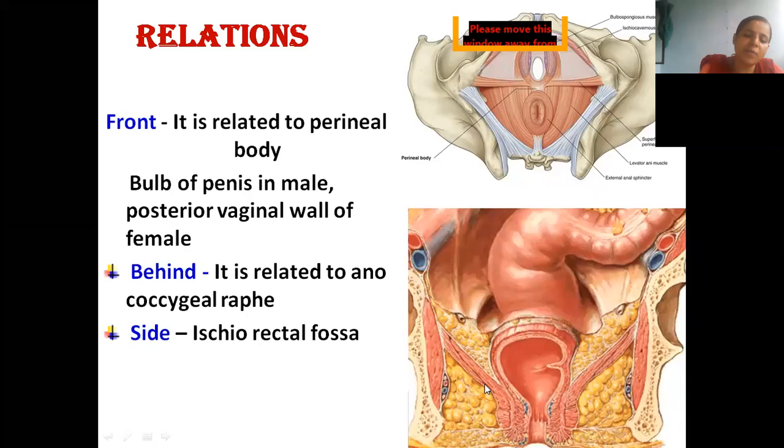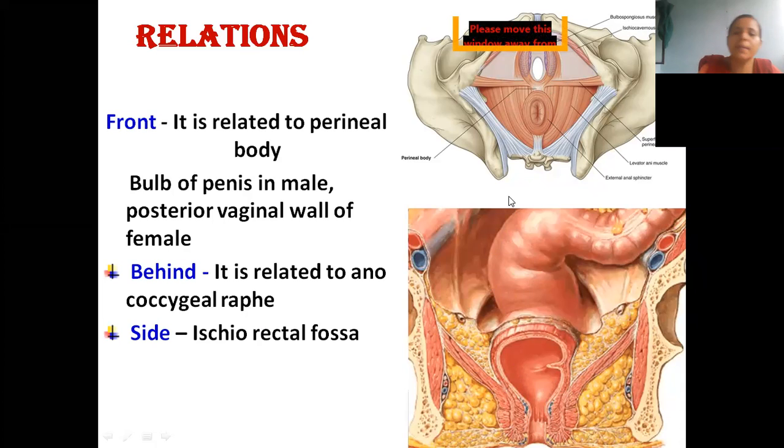On either side of the anal canal, there is a lot of fat which is called the ischiorectal fossa or ischioanal fossa, which allows the anal orifice to expand freely in order to allow the passage of fecal matter during defecation. So on each side, this fat filled area on either side of the anal canal is the ischiorectal fossa. In the front, we find the perineal body. In case of males, you also see the bulb of penis, and in case of females, the posterior vaginal wall.